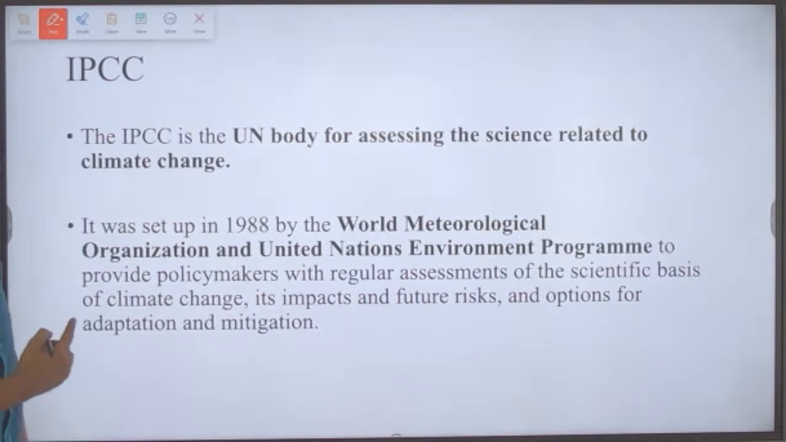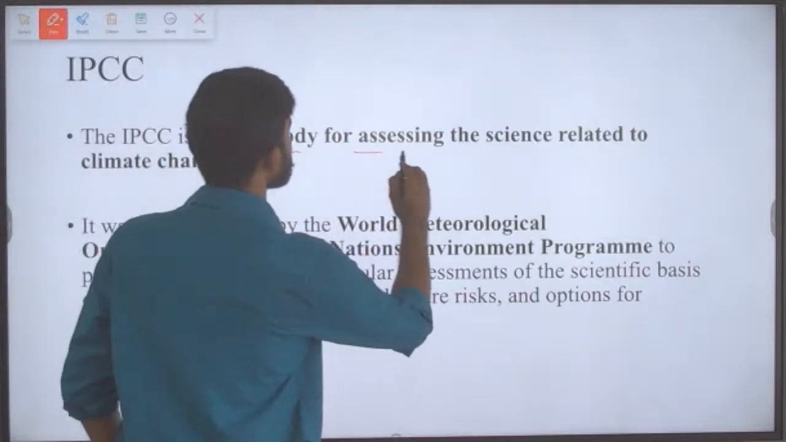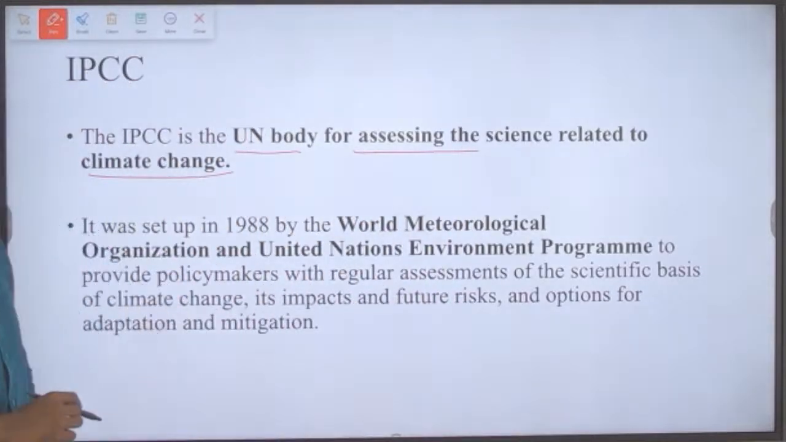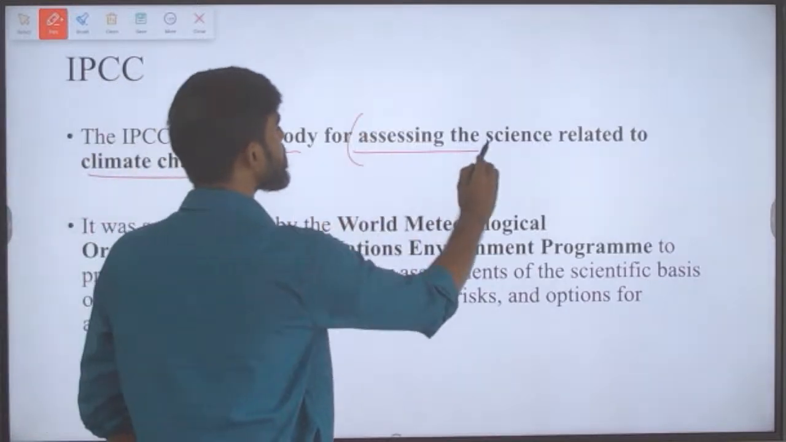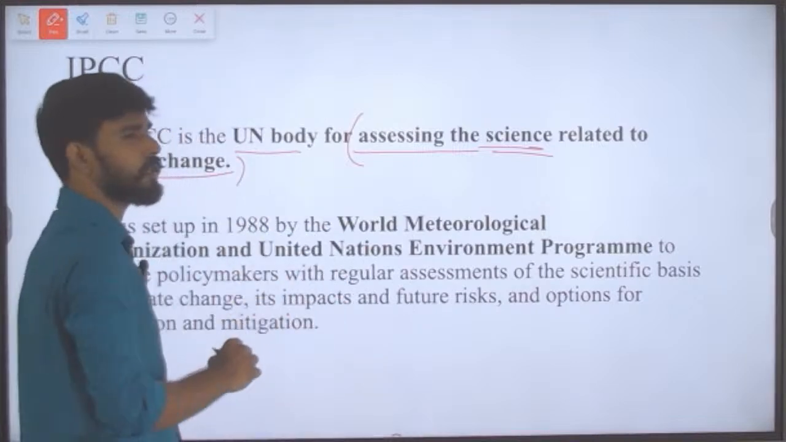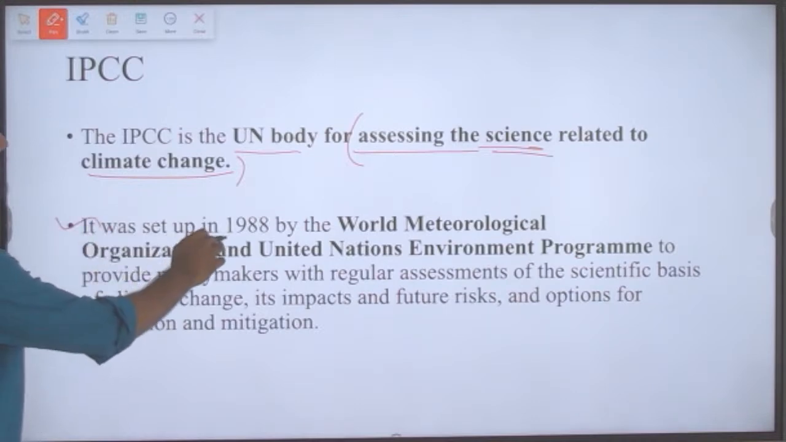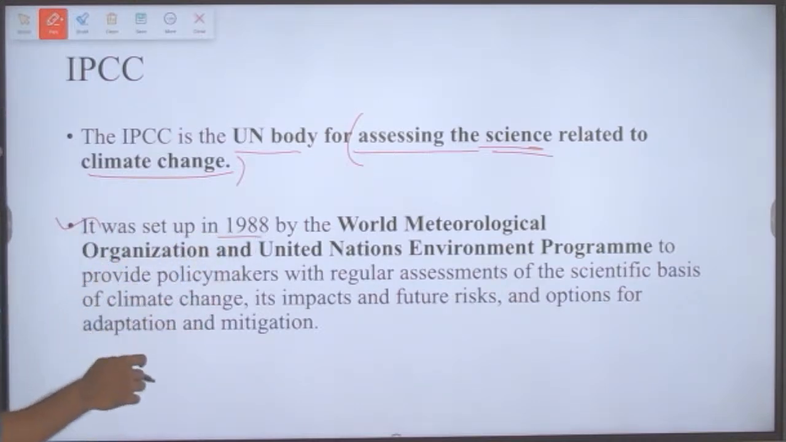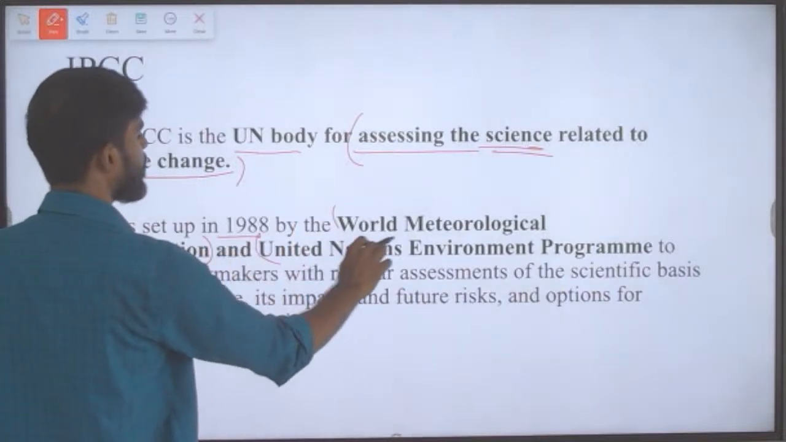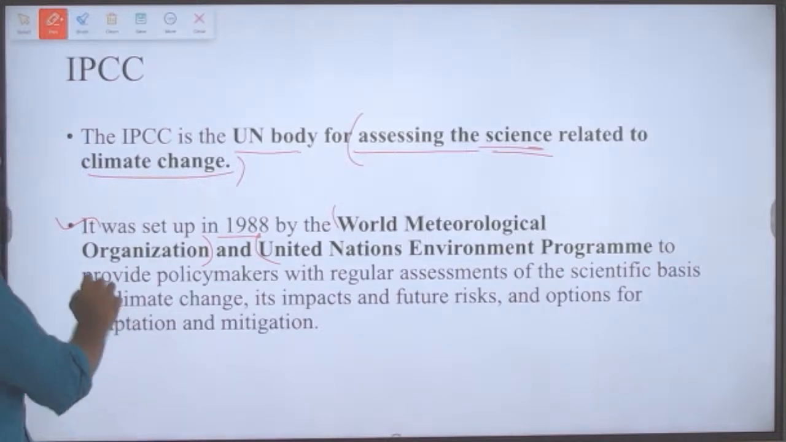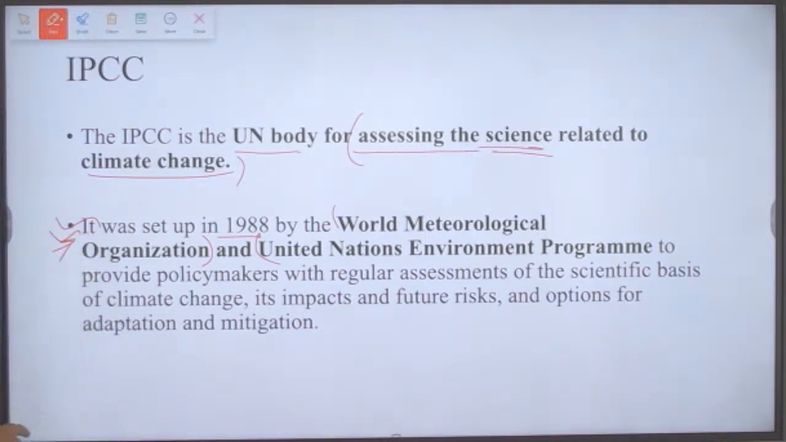And yet another body here is IPCC. What is this IPCC? It is the United Nations body for assessing the science related to climate change. So they are going to assess the science related to climate change. Okay, Intergovernmental Panel on Climate Change, that is IPCC, and it was set up in the year 1988 by the World Meteorological Organization and United Nations Environment Programme, which is important. Okay, this was already asked in the UPSC prelims examination, that IPCC was formed by which two organizations? One is WMO and another one is UNEP.